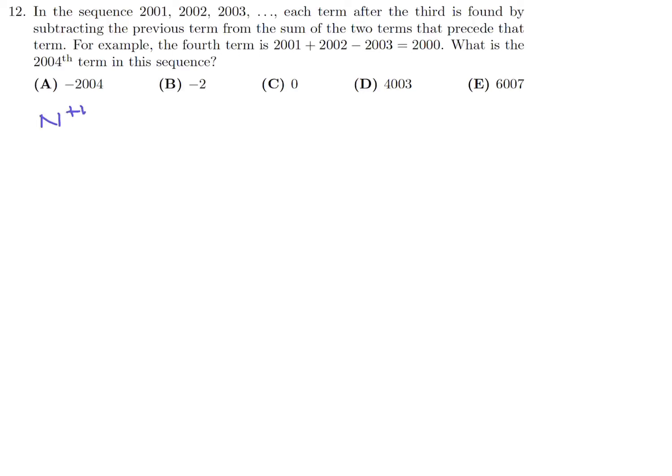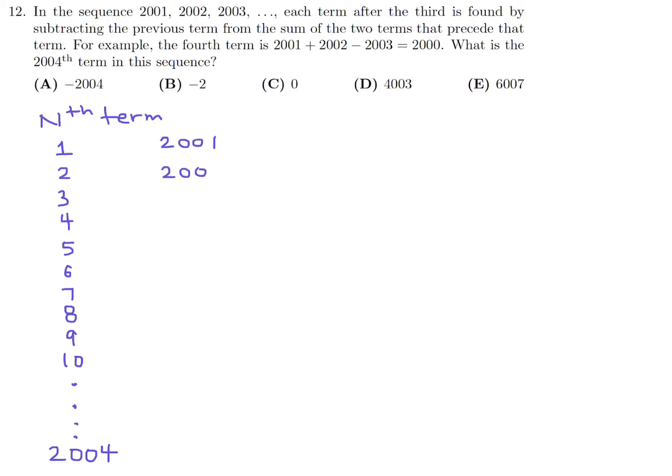So we have the nth term, and we will figure out, let's see, how many do you want to do? We'll do 10, and then we'll see what kind of pattern exists. Hopefully we'll get a pattern sooner rather than later. And then we can extrapolate that to the 2004th term, which is what they're asking in the question. Well, the first 3 terms they actually give us, 2001, 2002, and 2003. And the 4th term they also give us, but they show us how they did that. They took the first 2, added them, and then subtracted the 3rd term. So that gives us 2000, and that's basically the pattern we have to use throughout this question.